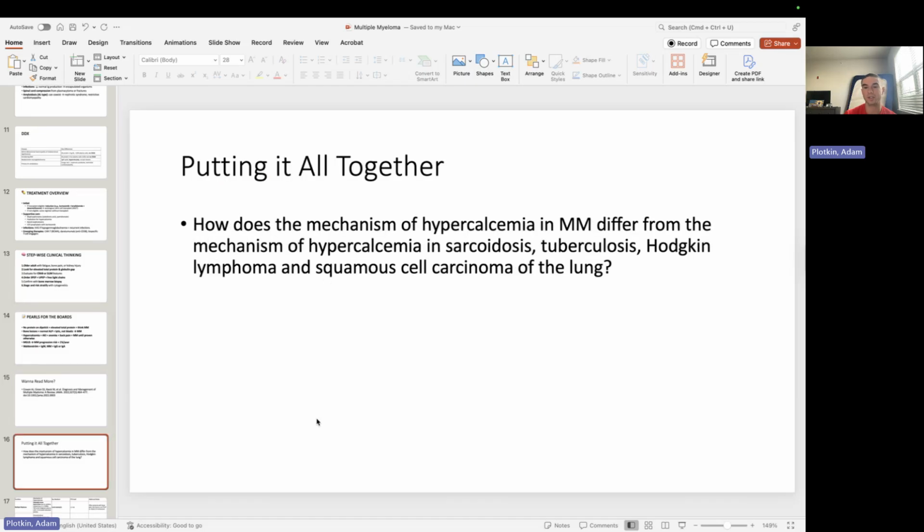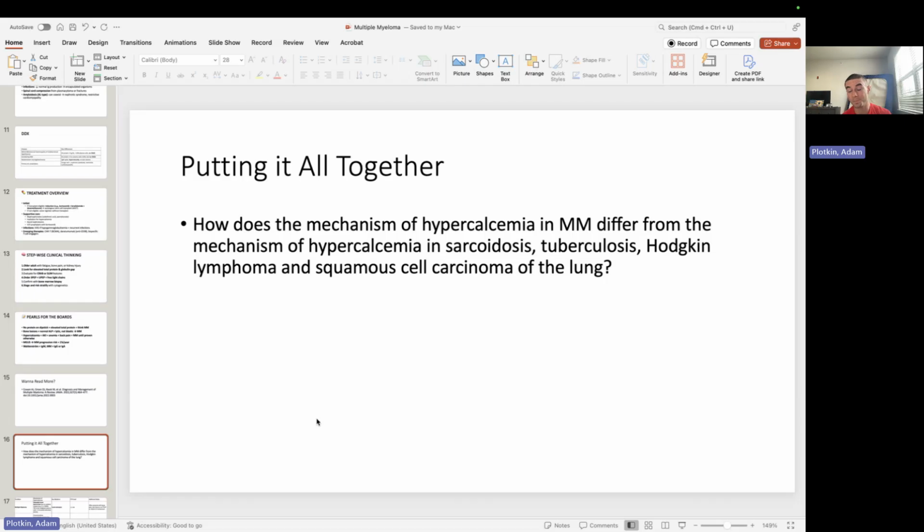So let's put it all together. I've alluded to this, right? How does the mechanism of hypercalcemia in multiple myeloma differ from the mechanism of hypercalcemia in sarcoidosis, tuberculosis, Hodgkin's lymphoma, and squamous cell carcinoma of the lung? I cannot stress this enough. This is such a high yield concept for Step 1. And honestly, even for Step 2, I promise you for Step 1 at least, they will ask you about the mechanism of hypercalcemia for at least one of these diseases.